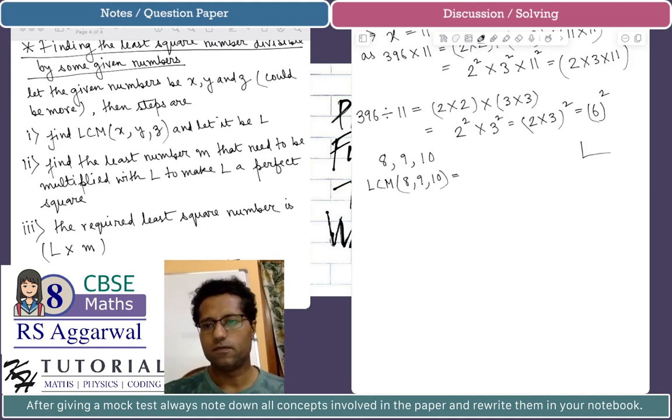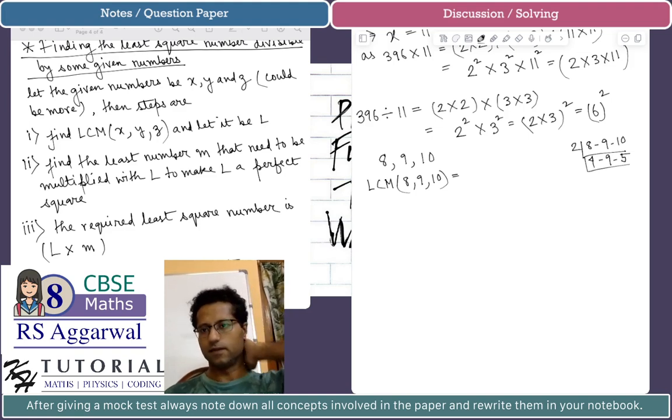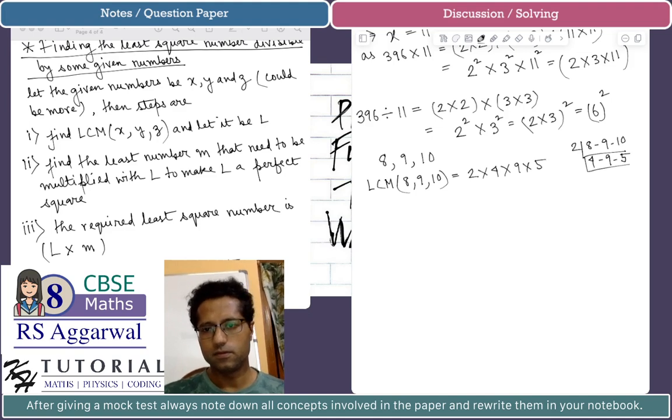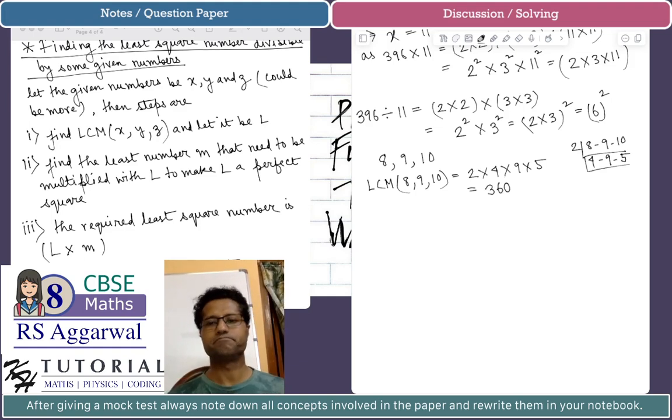I have to find out 8, 9 and 10. Just divide by 2, 4, 9, 5, let's say, okay, 8, 9 and 5. So the LCM of 8, 9 and 10 is 2 into 4 into 9 into 5. This is 36, this is 360. Okay, so 360 is the LCM of 8, 9, 10.